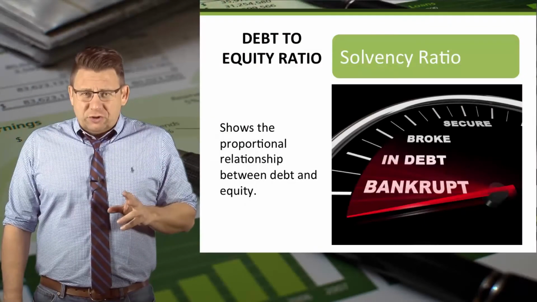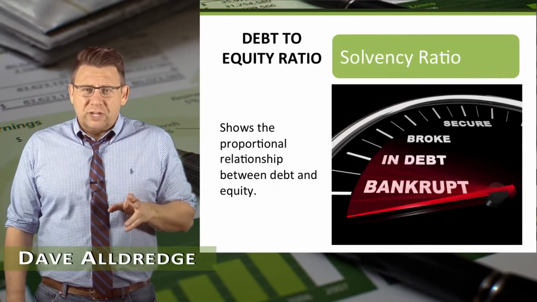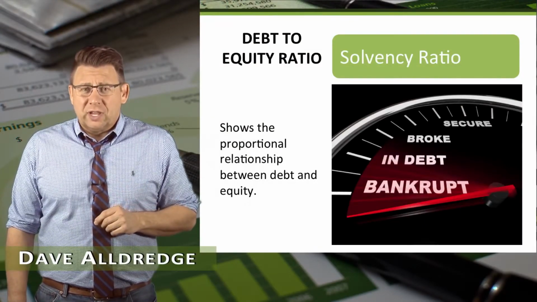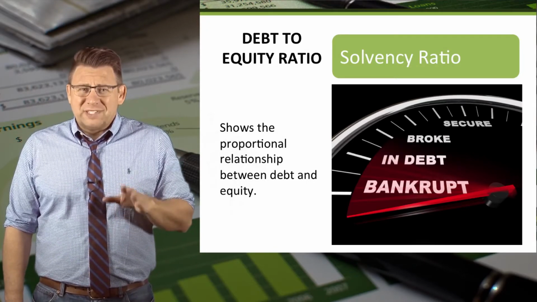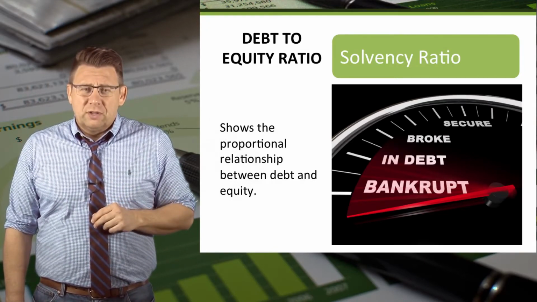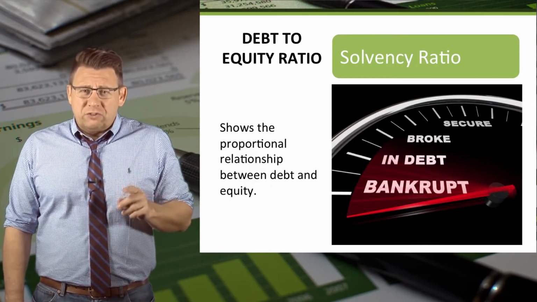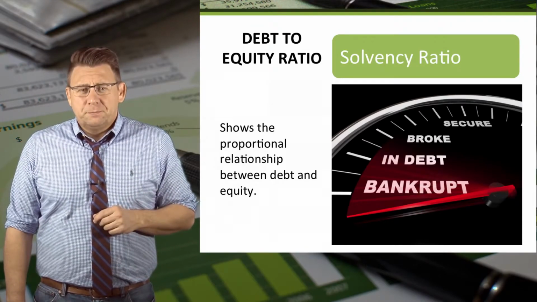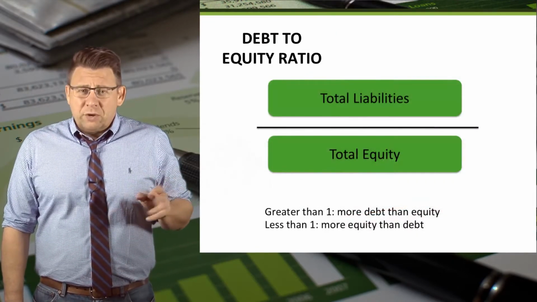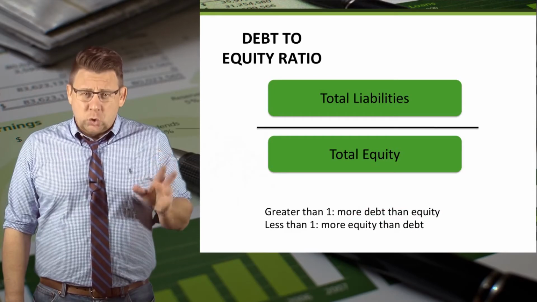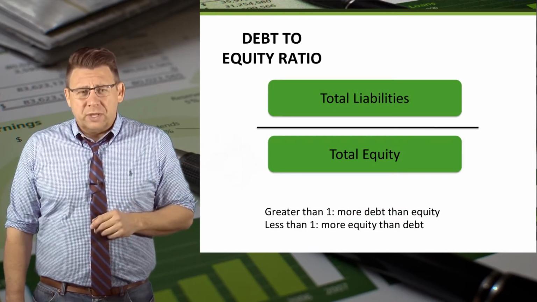The debt-to-equity ratio tells us the proportional relationship of total liabilities to total equity. This ratio is a variant of the debt ratio. The debt-to-equity ratio is a measure of solvency. The debt-to-equity ratio is calculated as total liabilities divided by total equity.